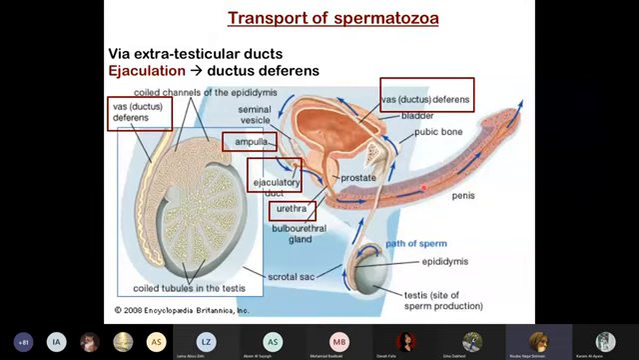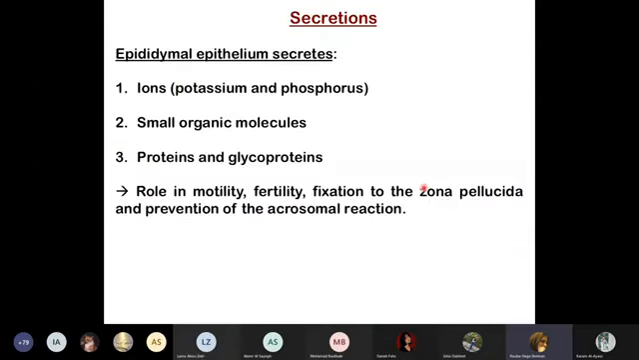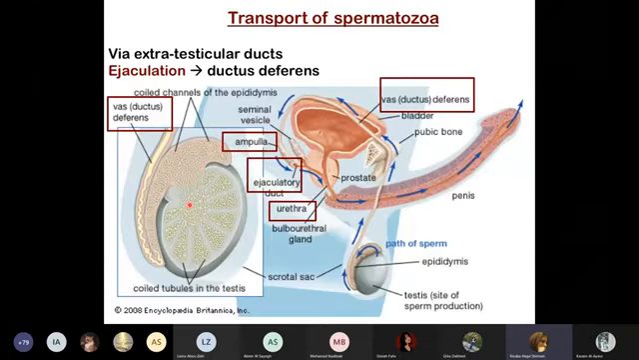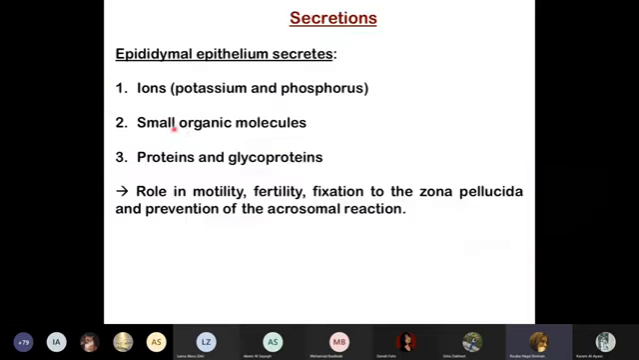Now, secretions that are done in the epididymal epithelium include ions. So the sperm cells that will be leaving the tail and moving into the vas deferens have secretions like ions, potassium, and phosphorus. They have small organic molecules. They have proteins and glycoproteins. All of these are very important because they will provide motility for the sperm. They will help it become later on a fertile sperm cell.